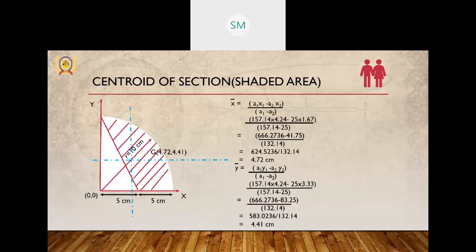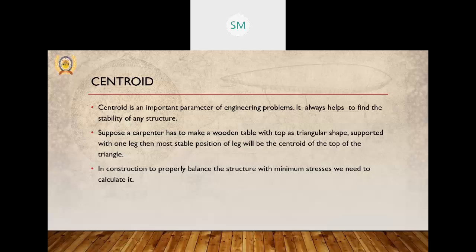So this is another problem. Centroid is an important parameter of engineering problems. It also always helps to find the stability of any structure. Suppose a carpenter has to make a wooden table of triangular top shape. The one leg support we have to give, that will be the best position where it will be stable. That will be the centroid of the table. And in construction also, to properly balance the structure with minimum mass, we need to calculate it.